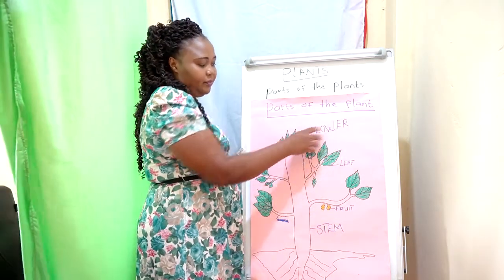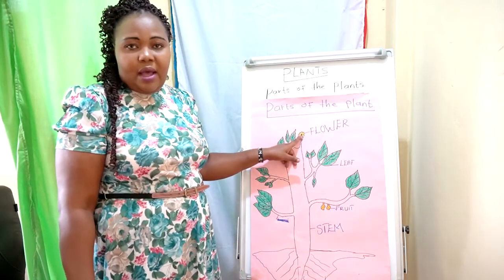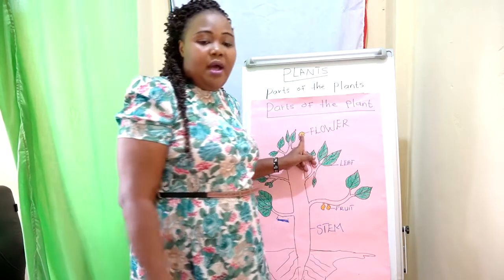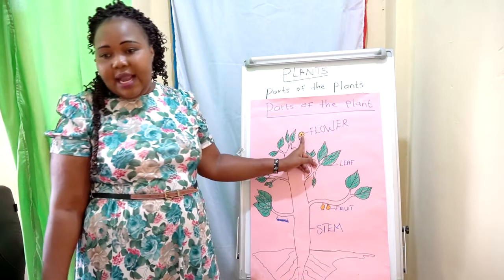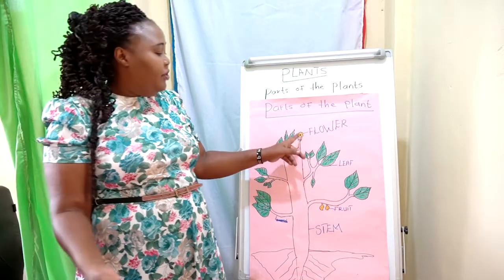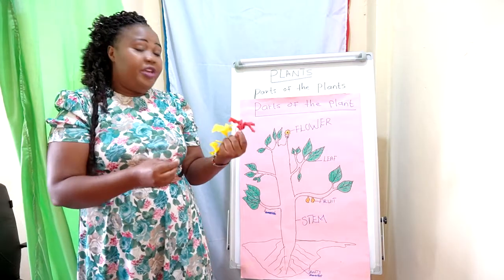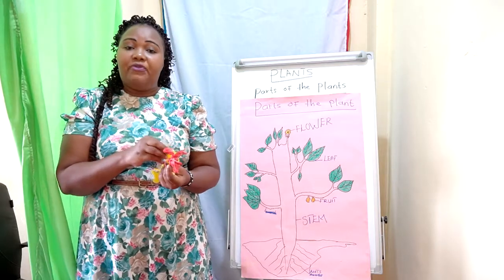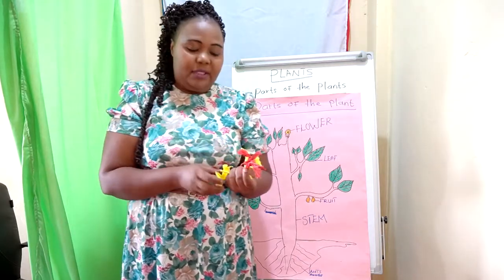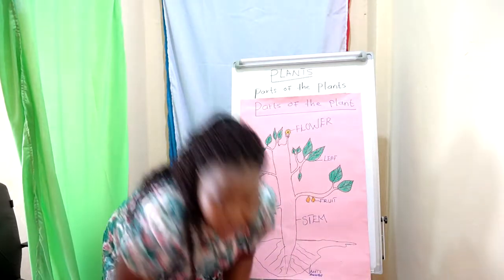This part is called flower. This is a flower. The flowers are of different colors. All these are flowers. They are of different colors. So different plants have different flowers. You have to know that. So that is one part called flower.